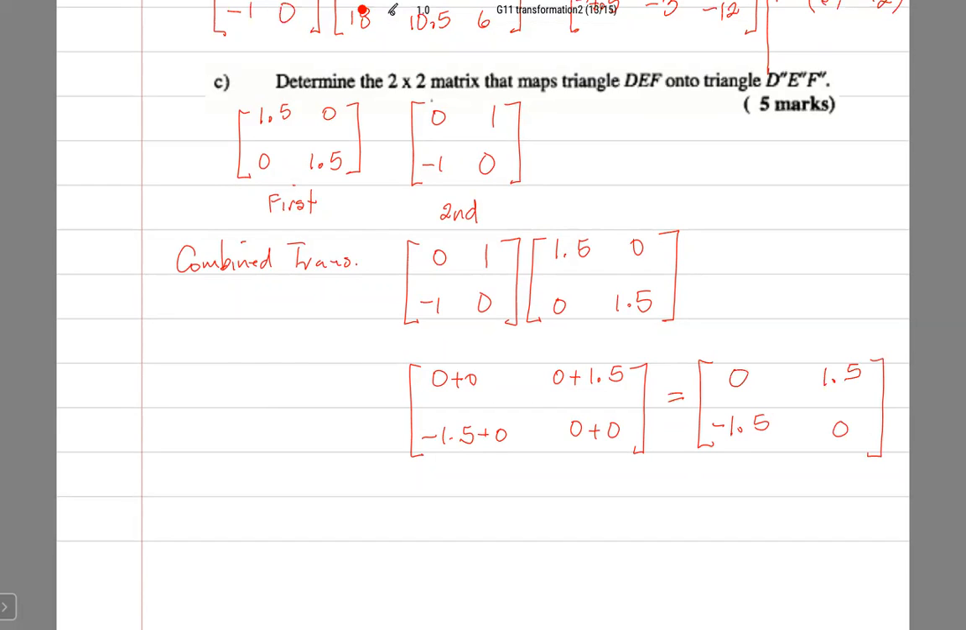Now, this single transformation could have replaced those 2 transformations, which are the enlargement of scale factor 1.5 centered at the origin, followed by a clockwise rotation of 90 degrees about the origin. They could be replaced by the combined transformation [0, 1.5; -1.5, 0]. All right, and this is the end of the question.